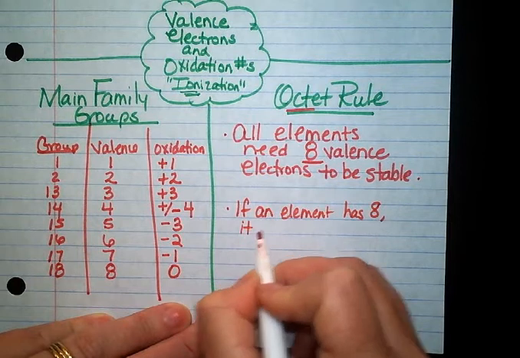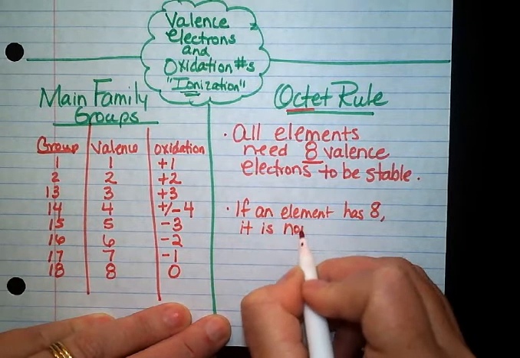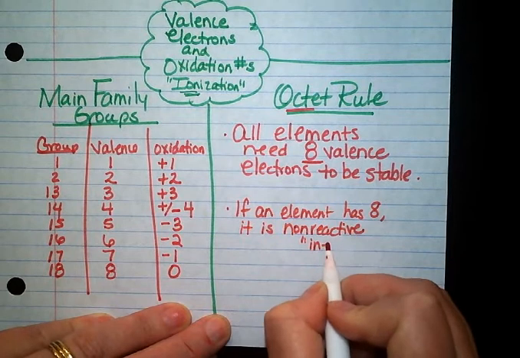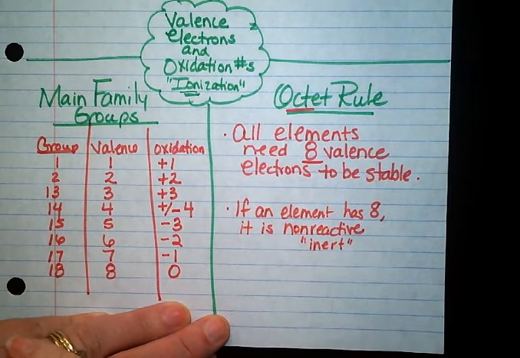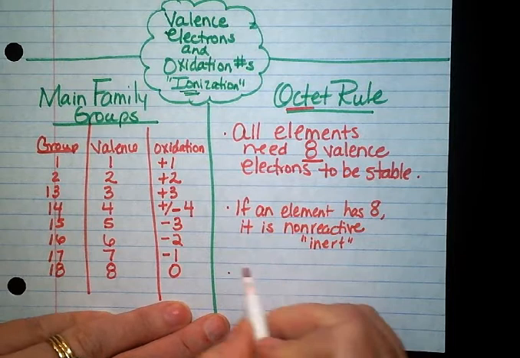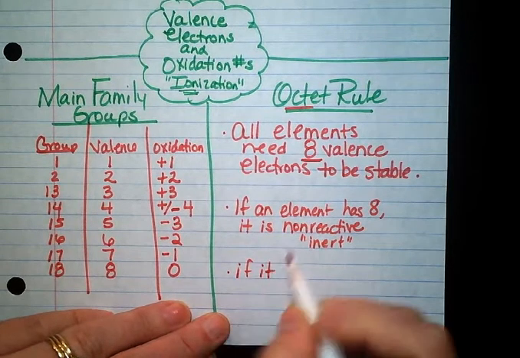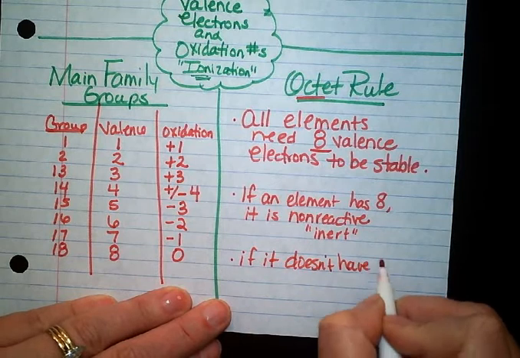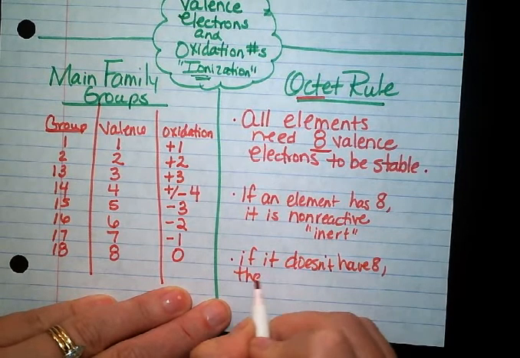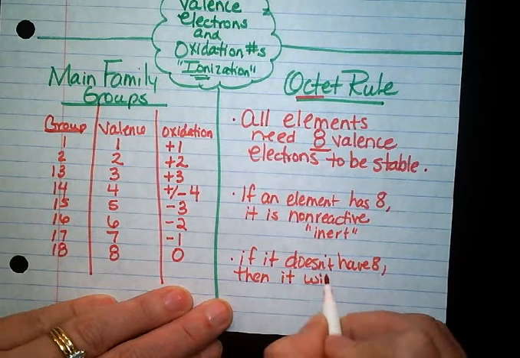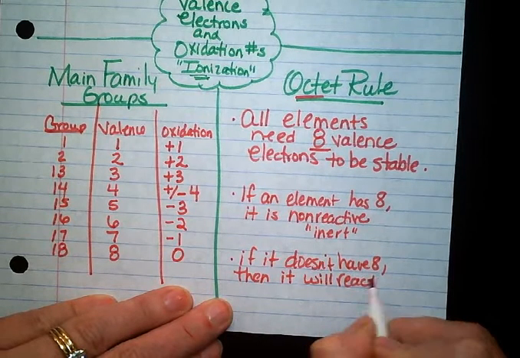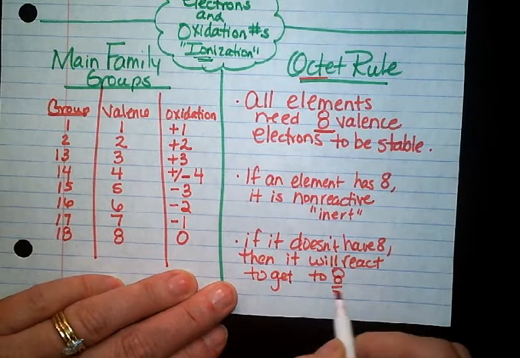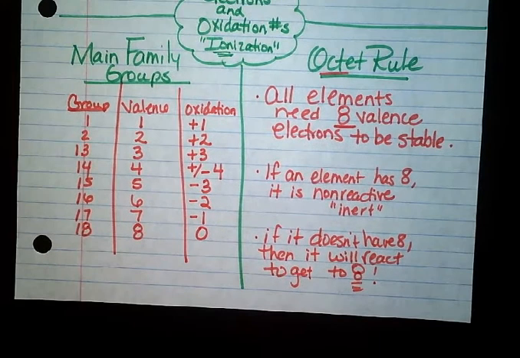So if an element has 8, it is non-reactive. Remember, this is also called inert. Those are our noble gases. If it doesn't have 8, then it will react to get to 8. That is the rule.